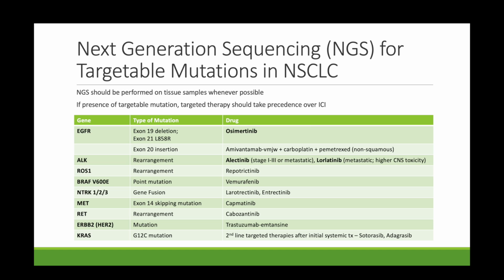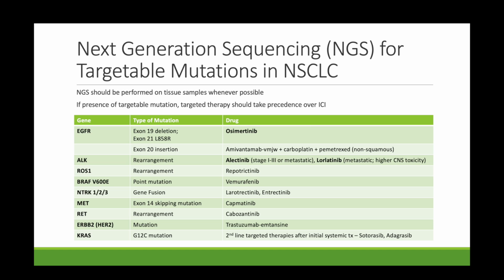And if there is a presence of a targetable mutation, then right now we have evidence for certain genes that targeted therapy should take precedence over immune checkpoint inhibitors. So the two genes that we have very robust evidence for as of now are the EGFR and the ALK genes, and then many of these other genes are currently under investigation. EGFR is a gene that can be mutated, and there are different types of mutations that can happen. The most common mutations are an exon 19 deletion or exon 21 L858R mutation.